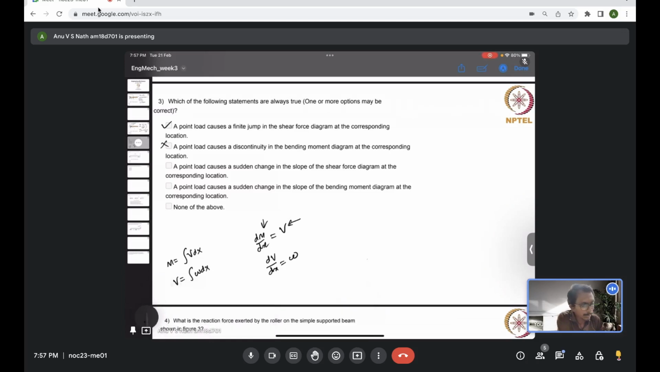But if you see the third option, a point load causes a sudden change in the slope of the shear force diagram. It's like the opposite condition, and you know that won't happen. A point load always causes the value of the shear force to change, or the shear force diagram will have a jump, but its slope will be preserved. Because the slope of the shear force diagram is supposed to give the intensity of the loading at that location. So that says option 3 is also not correct.